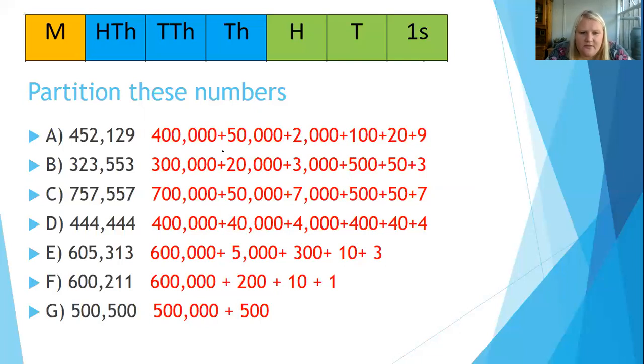444,444 is 400,000, add 40,000, add 4,000, add 400, add 40, add 4. 605,313, we've got a place value holder in there, so it's 600,000, add 5,000, add 300, add 10, add 3. 600,211, so we've got 2 zeros there, so 2 place value holders, was 600,000, add 200, add 10, add 1.